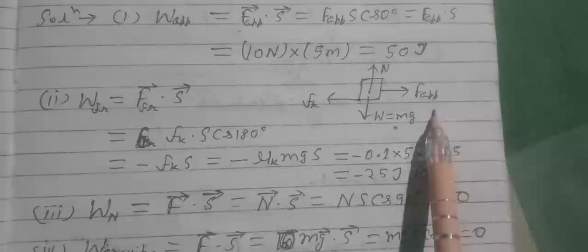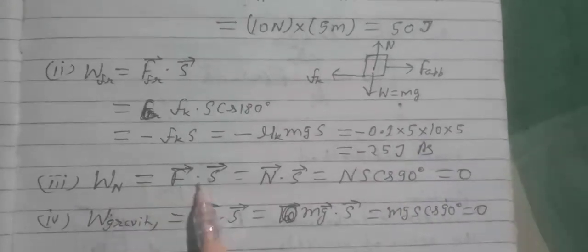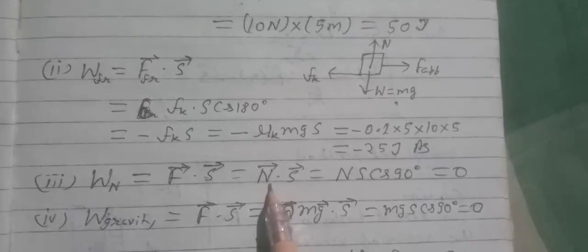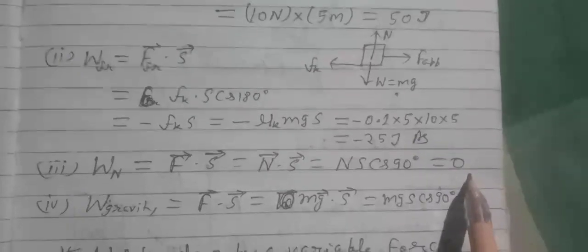From the free body diagram, we see that normal force is acting perpendicular to the surface, and in this case displacement and normal force make a 90 degree angle. So we can write the work done by normal force Wn equals F dot S equals N dot S equals Ns cos 90 degree equals 0. So work done by normal force will be equal to 0.